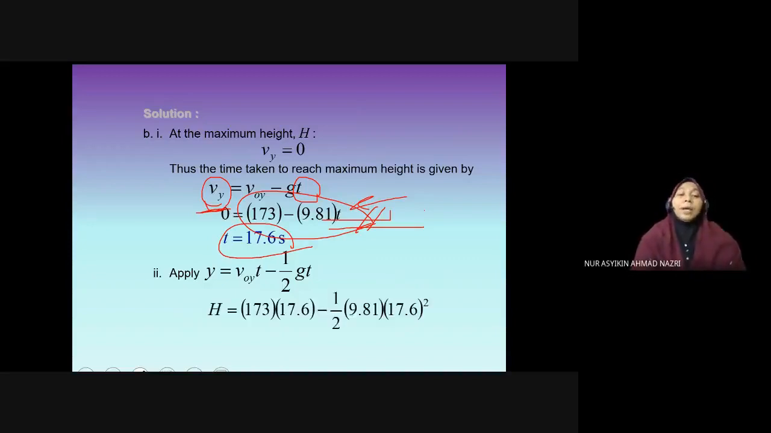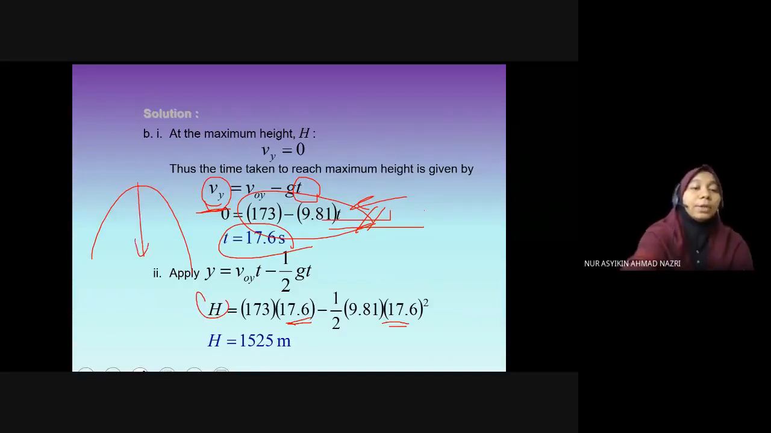So your maximum height, simply use your time that you have find tadi. Okay, and then your H. So tengoklah H dia positif ke negatif? Positif. Sebab dia case parabolic macam ni. So this is your H, which is above the origin kat sini. Okay. Right.